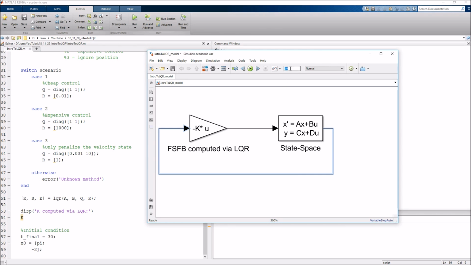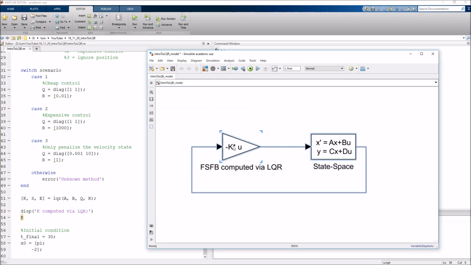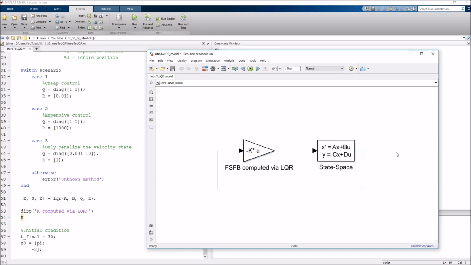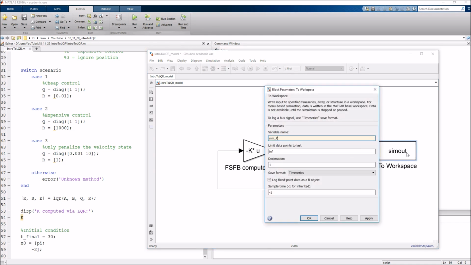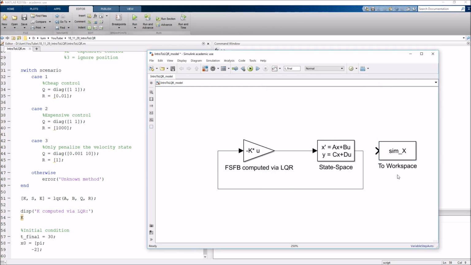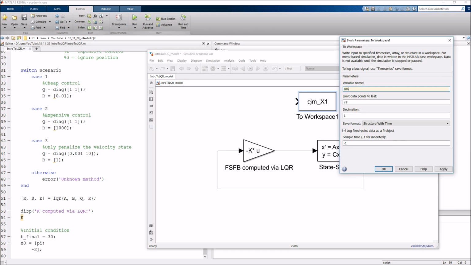Oh wait, we should maybe change this for the simulation time. Let's make it T final like we discussed. And also what we probably want to do is send these results back to Matlab so we can analyze it. So let's grab a To Workspace block. And I will change this to be simx here, and let's change the save format. I just like structure with time better than time series. And let's go ahead and save both the output state here. And then, you know, what we should also do is let's copy and paste this, and we'll get another one, which is going to be simu. And I think we should be good there.